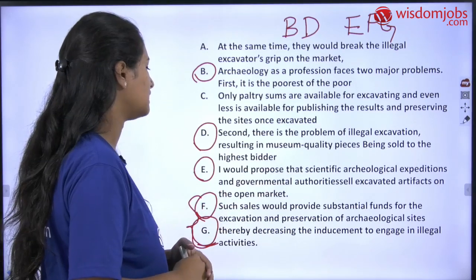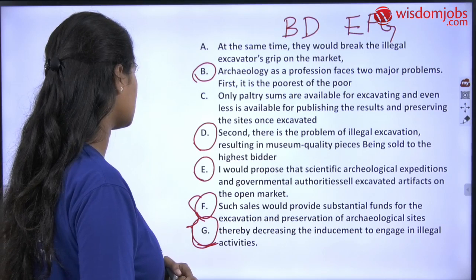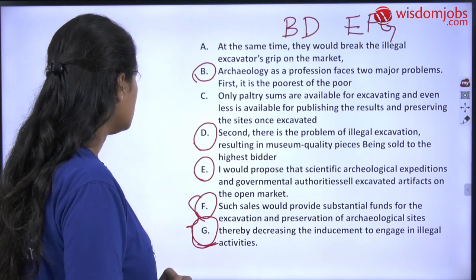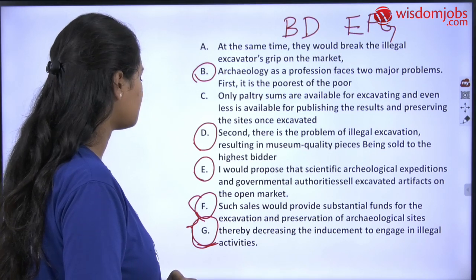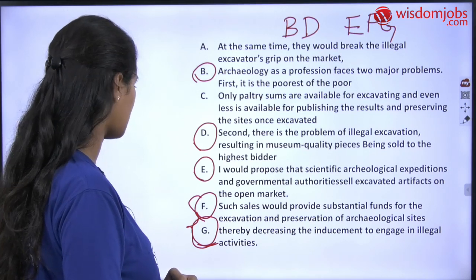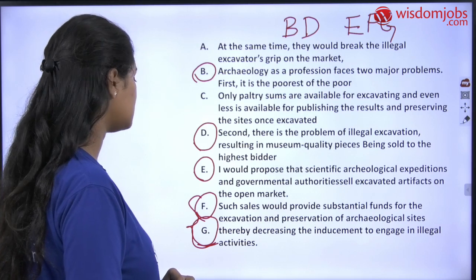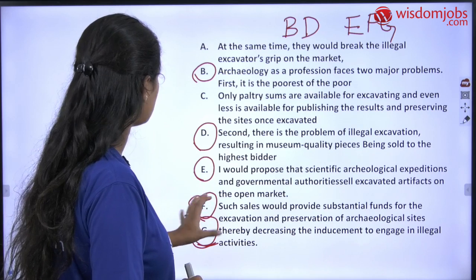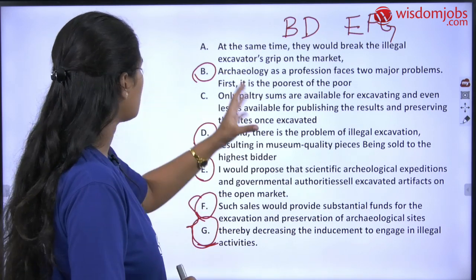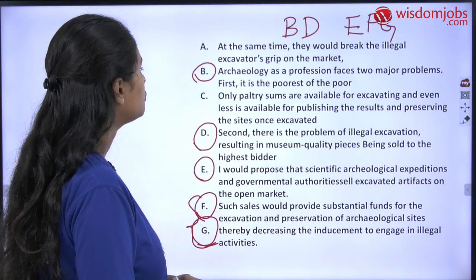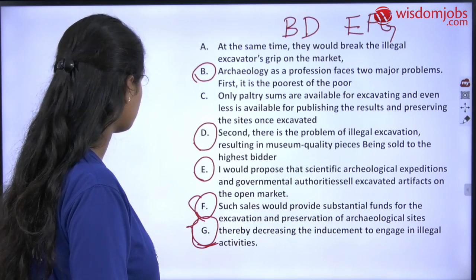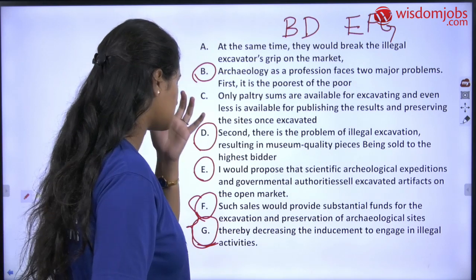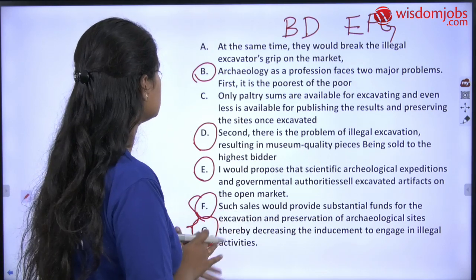I would propose that scientific archaeological expeditions and government authorities sell excavated artifacts in the open market. Such sales would provide substantial funds for the excavation and preservation of archaeological sites, thereby decreasing the inducement to engage in illegal activities. So, here this is done. Now, read about archaeology as a profession faces two major problems. First, it is the poorest of the poor. Second, there is a problem of illegal excavation resulting in museum quality pieces being sold to the highest bidder.